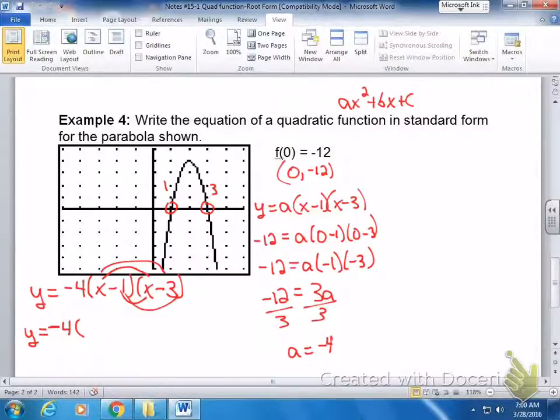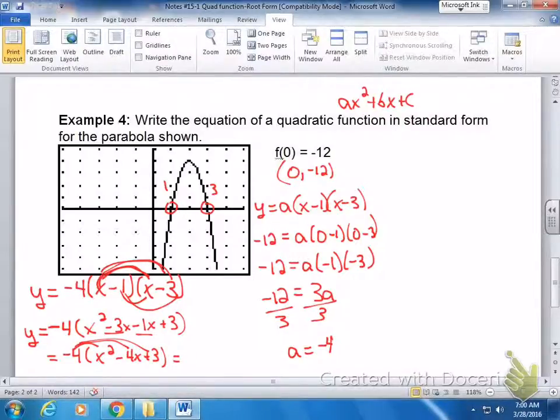I'm going to have x times x is x squared. I have x times negative 3 is negative 3x. Negative 1 times x is negative 1x. And negative 1 times negative 3 is positive 3. Now I'm going to clean that up a little bit real quick. That's negative 4 times x squared. Negative 3x minus x is negative 4x plus 3. So I'm almost finished. I have to distribute the negative 4 and I'm done.